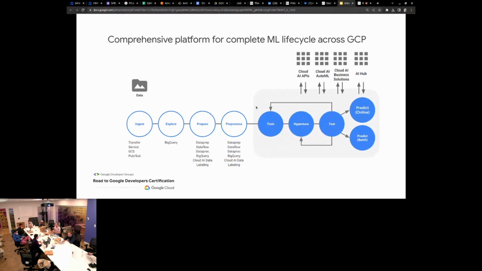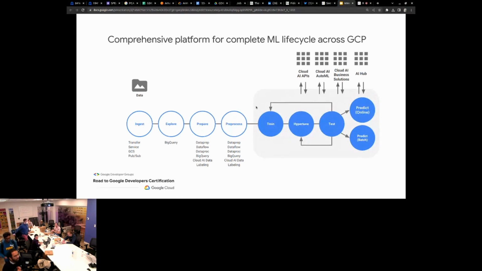For preparing and processing the data, you can use Dataprep, Dataflow, Dataproc, BigQuery, Google AI labeling. You will go through some of the tools that Dataflow will bring to you, and Apache Beam, in this course. And out of these, I also want to mention that labeling is for when you want to annotate the data, and it comes in handy when you have a giant unannotated data set. So Google has both automated and manual labeling for you.